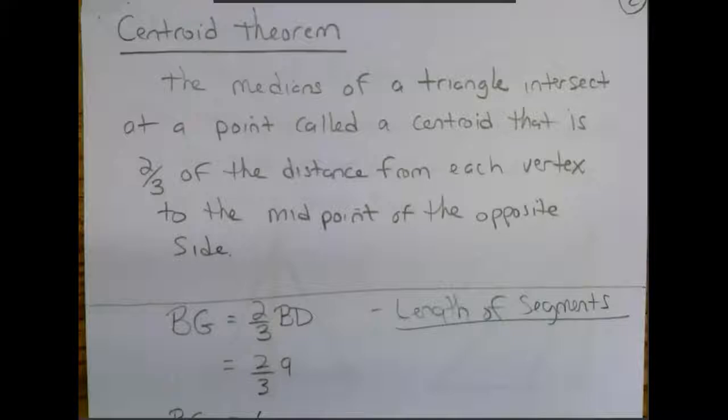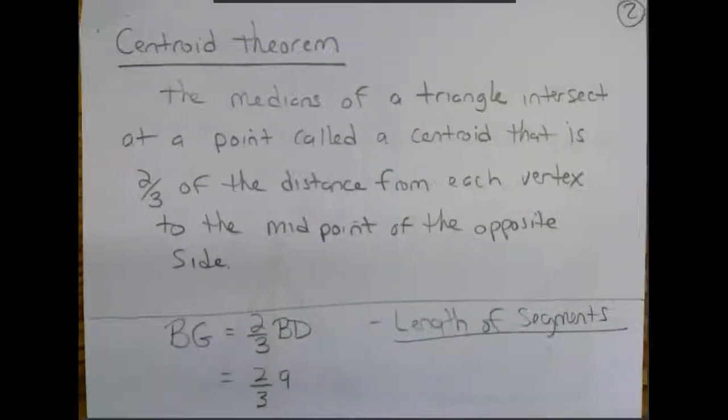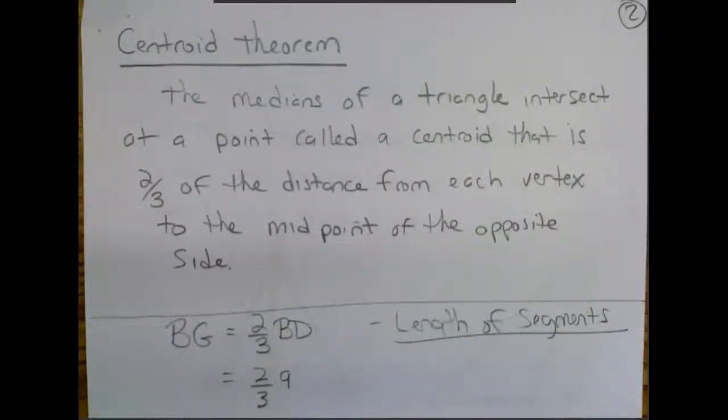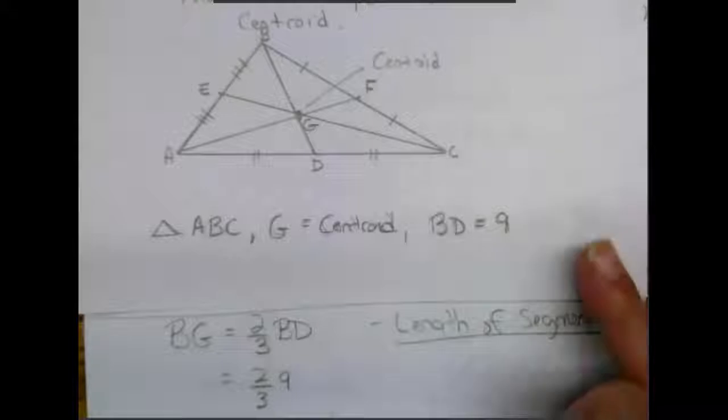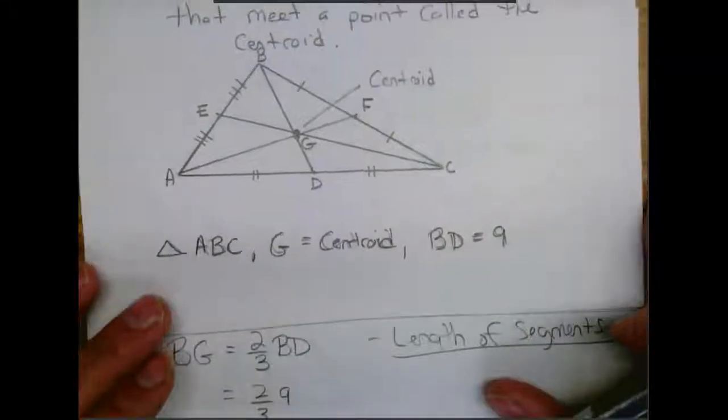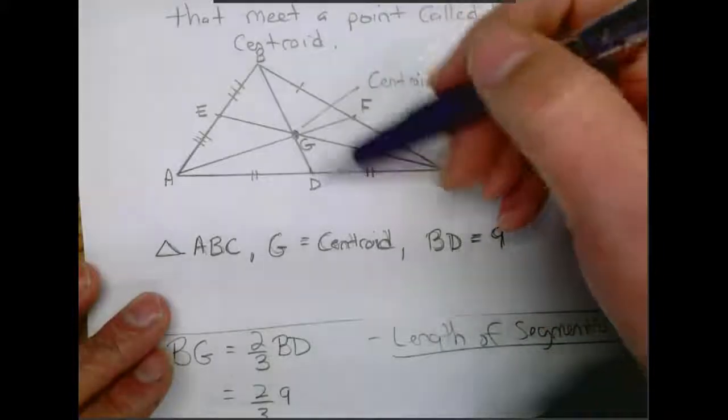We'd need a calculation though, or some kind of an equation, and here's the theorem, actually, the centroid theorem. And it says the medians of a triangle intersect at a point called a centroid that is 2/3 of the distance from each vertex to the midpoint of the opposite side. So it's 2/3. Okay? So if you keep that in mind, we'll look at this one here. I'm going to bring this one back in. Okay. And we have BD. This whole thing is 9.